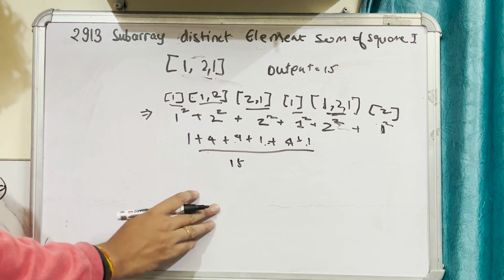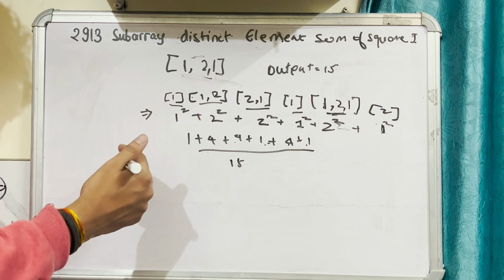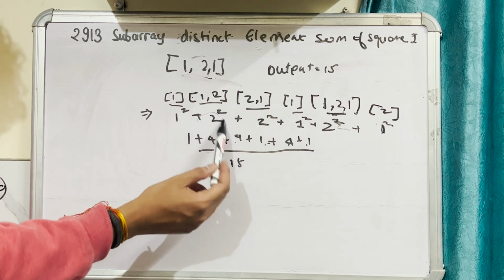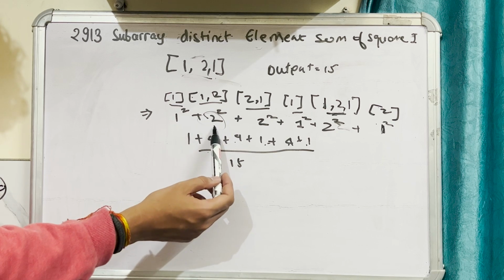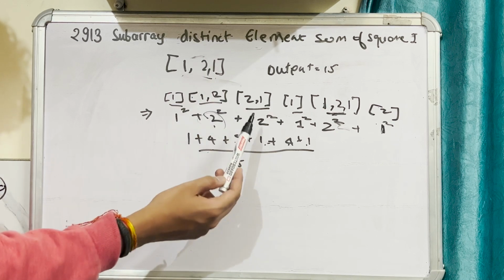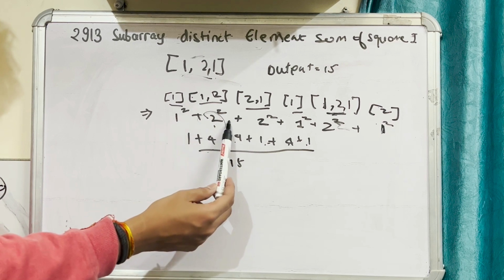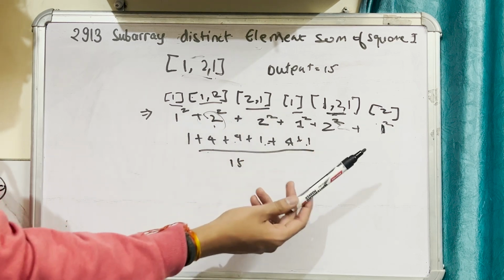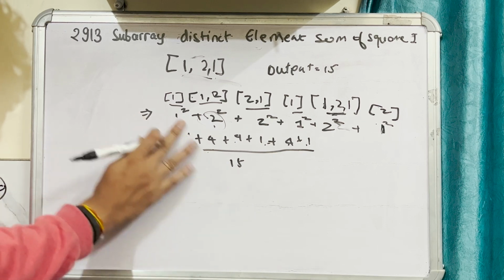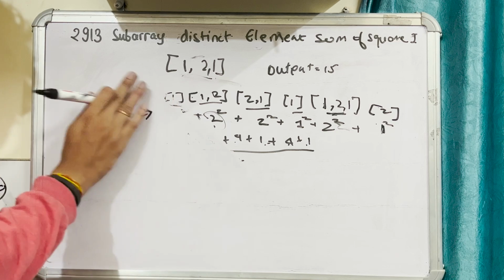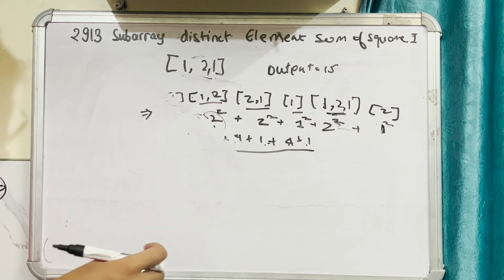So basically what this question is asking, you have to count the unique elements, do the square of that count, and add it with the counts of the other subarrays. Do it for one and just add the others. So the first thing you have to think is how to find a subarray.